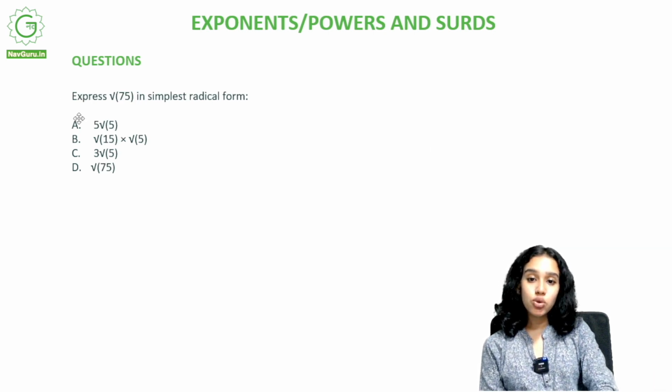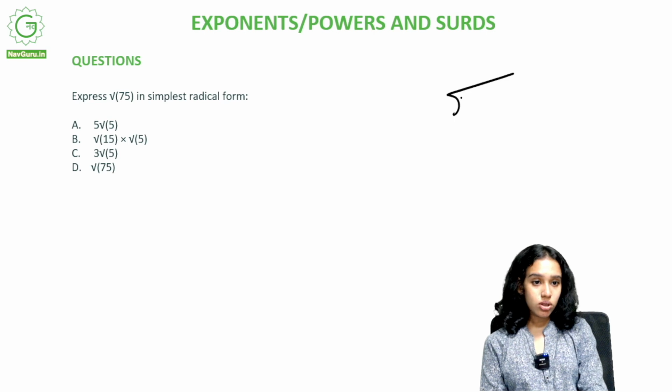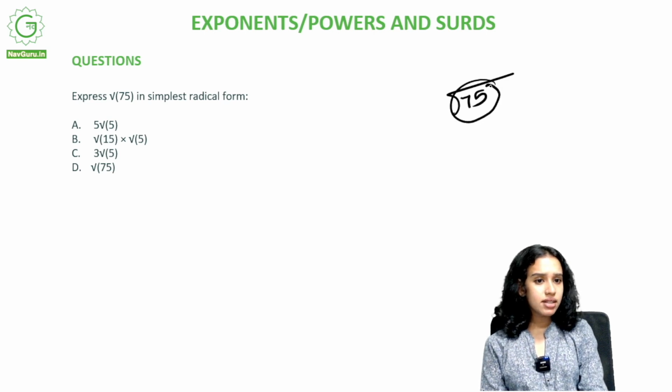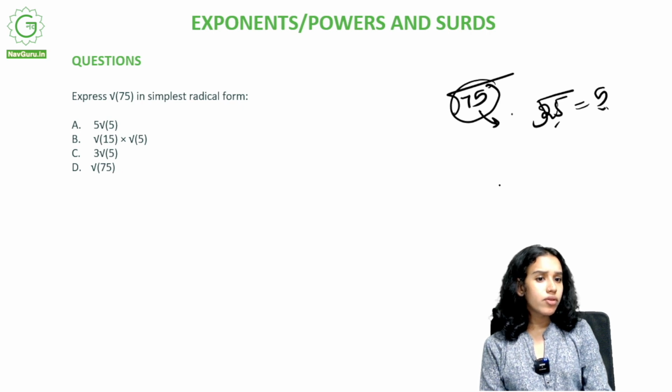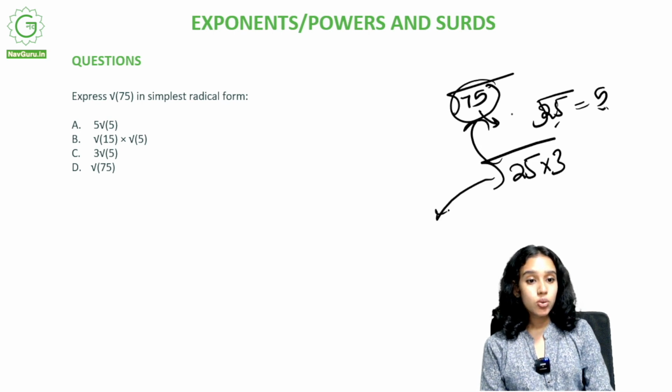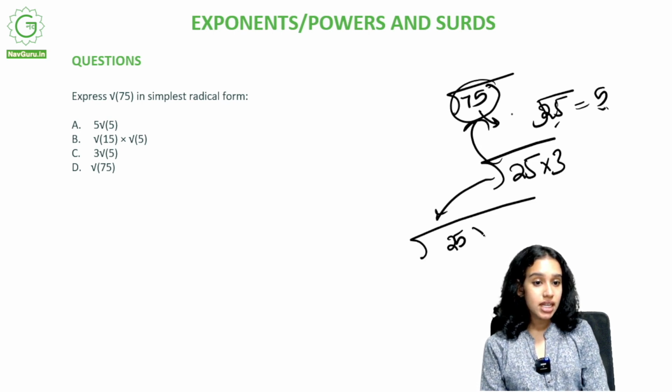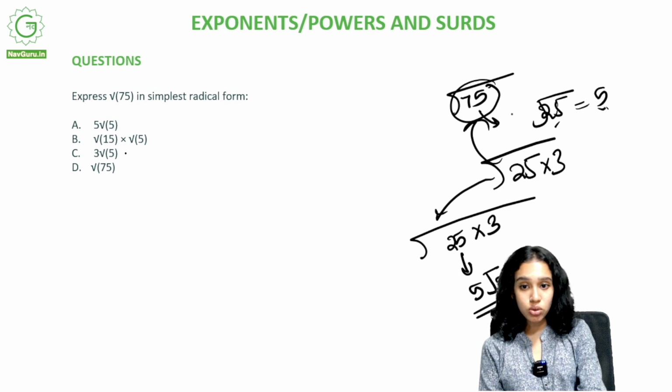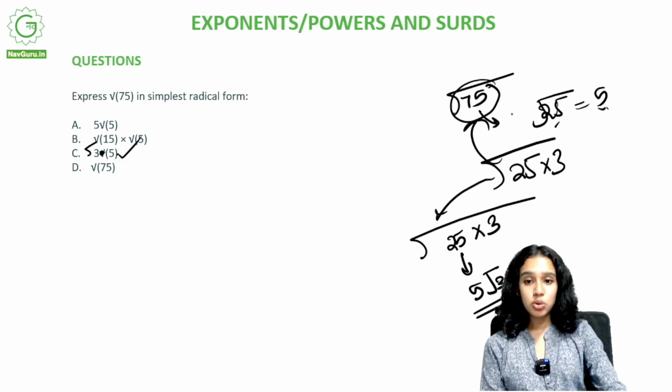Now, express root 75 in simplest radical form. So, we have root of 75. And how can we write 75 as a square root? We know that 25 has a square root of 5, it's a perfect square, right? Now, we can multiply 25 by 3 to get 75. So, we could write it as root of 25 into 3. So, this is 5 times root 3. 5 root 3 it is.